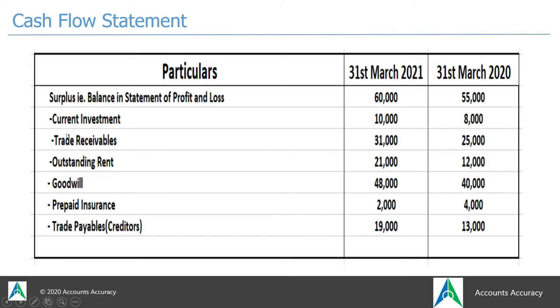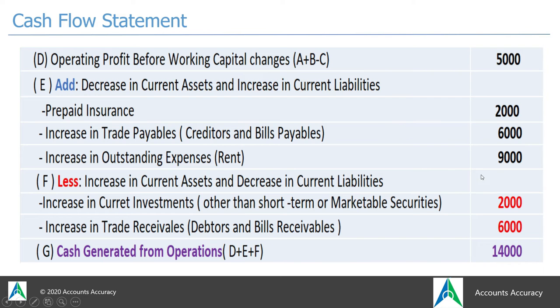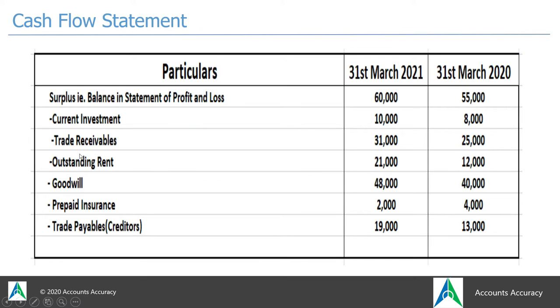You can see here current investment, this is a current asset. There is increase in current asset. So this increase must be deducted, because in previous year it is 8,000, but in current year it is 10,000. So from 10,000, when you deduct 8,000, you will get 2,000. So the increase of 2,000 needs to be deducted from the 5,000 value of surplus, because there is increase in current asset, and that should be deducted.